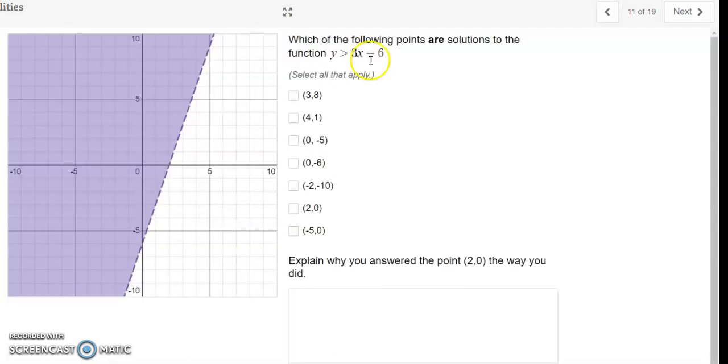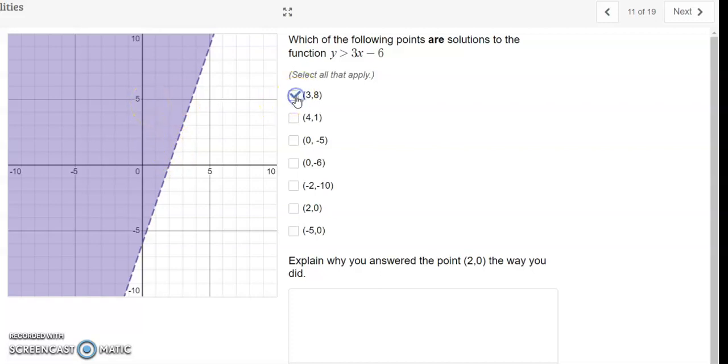So it says, which of the following points are solutions to the function y is greater than 3x minus 6? So they have a dotted line, which means that any point that's on the dotted line is not going to be a solution. And then they shaded above the line because y is greater than. So everything in this purple area but not on the dotted line is going to be a solution.